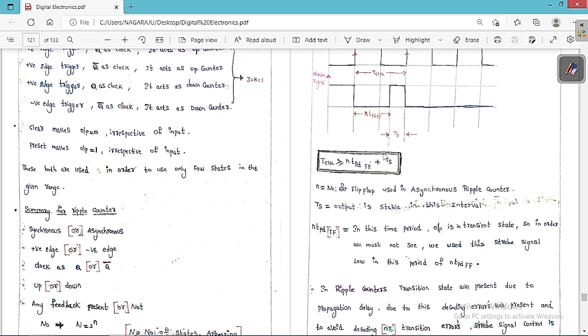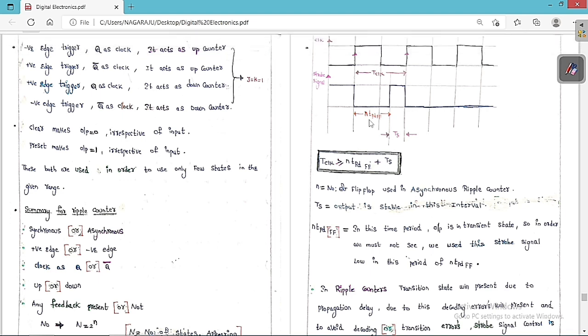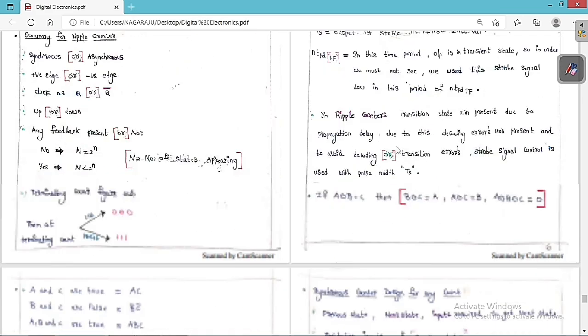So T clock is always greater than or equal to N into TPD-FF plus TS. In this TS, the output is always in a stable region, whereas here a small n is the number of flip-flops used in the synchronous ripple counter. In this time interval, N TPD-FF, the output is always in the metastate, or we can say the transient state. So in order that we must not see it, we keep the strobe signal low in this range.